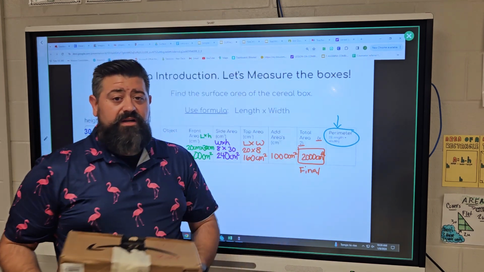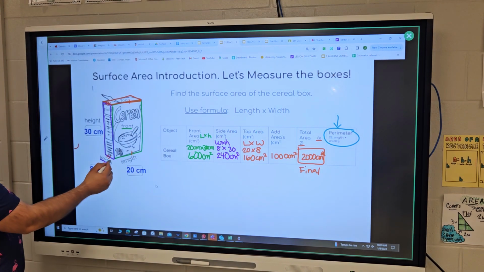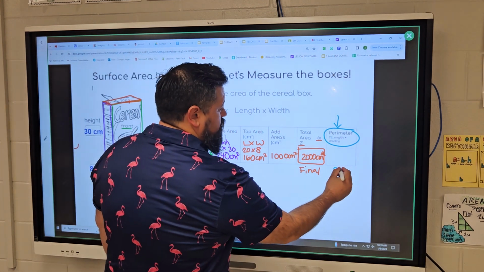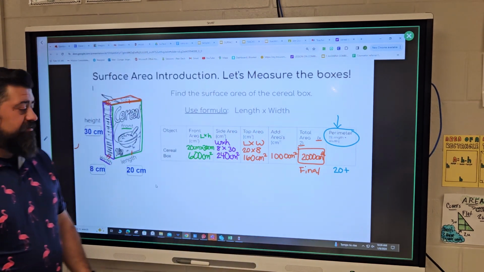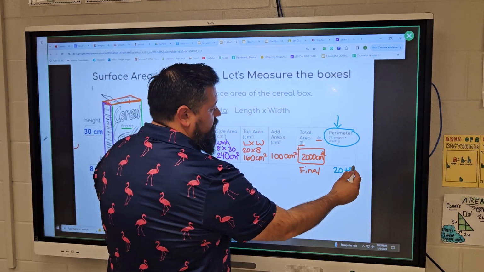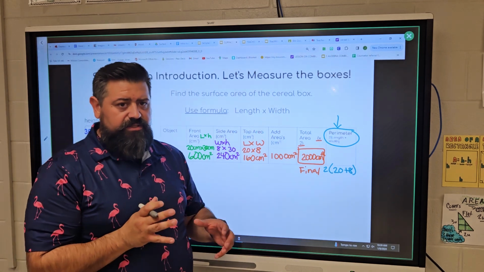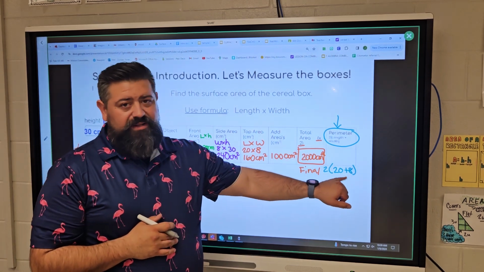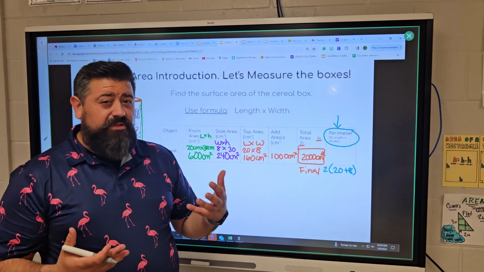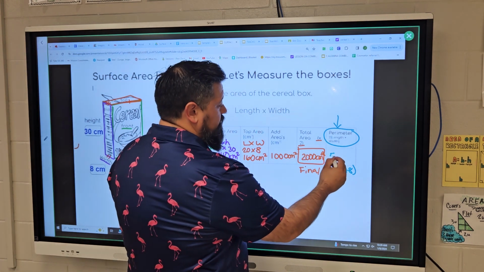So that's why we're going to go ahead. And if we look at the picture right here, the length is 20. So we're going to add 20 plus the width, which is 8. And then whatever you get, you're going to double it. So we're just going to follow the order of operations. You always do what's in the parentheses. What's 20 plus 8? 28. Then double it, times 2. So 28 times 2 should be 56.